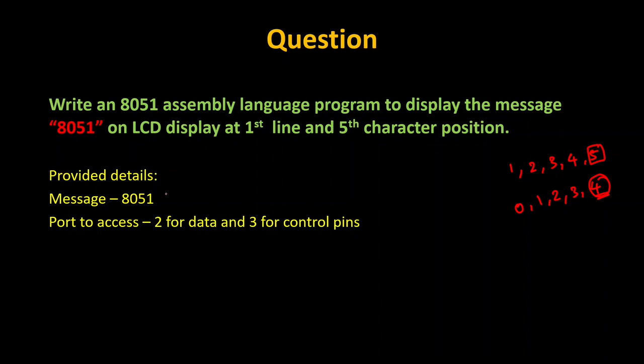So what are the provided details? We have to display 8051. After that, the port to access is port 2. We have already seen the LCD is connected in terms of data pins with port 2, and control pins with port 3. In port 3, we have 3.5, 3.6, 3.7 with respect to E, RW and RS, right? We will see that in detail also.